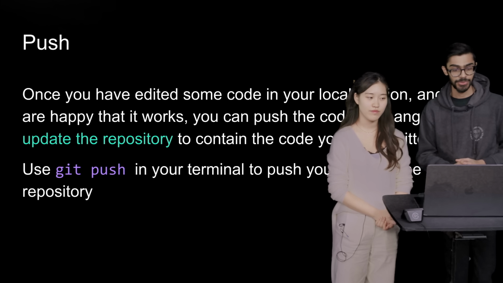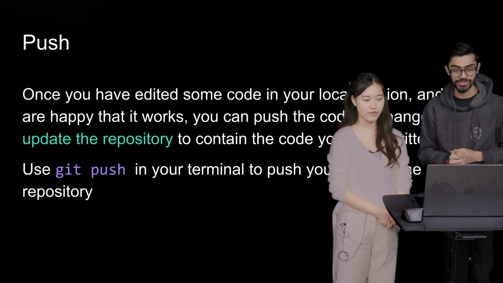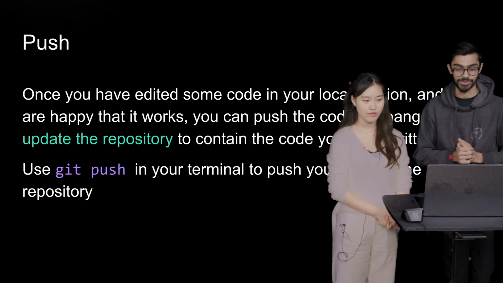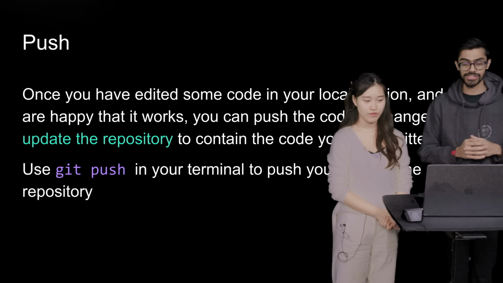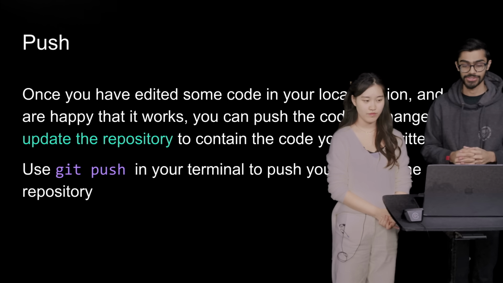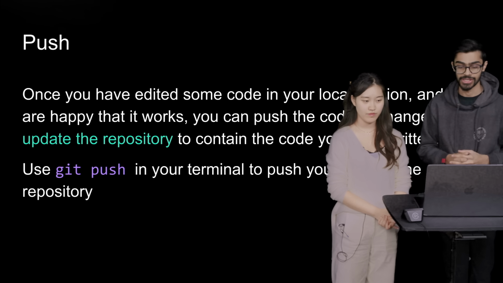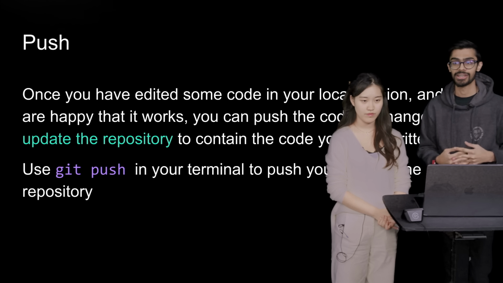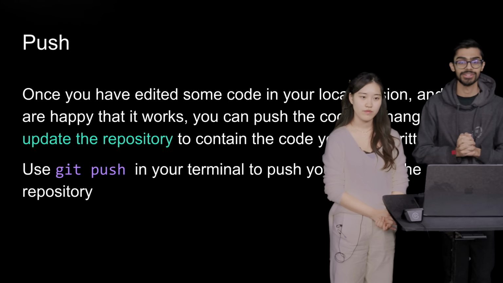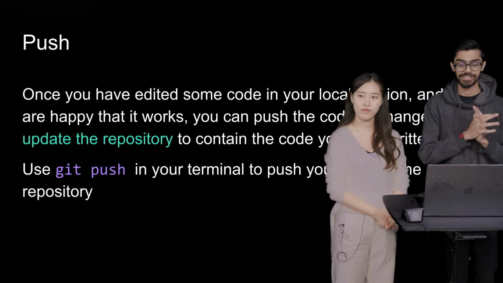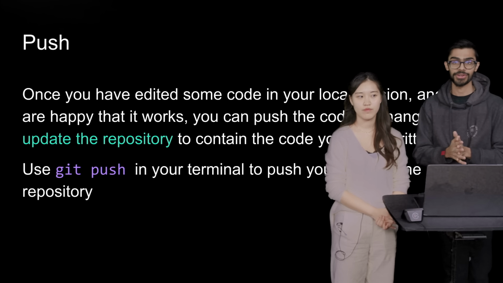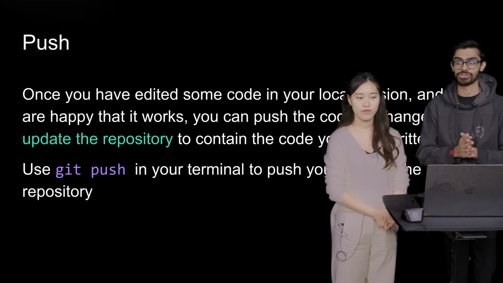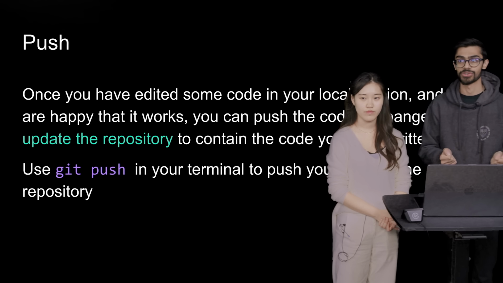So we'll first look at push. Once you've edited some code in your local version and you're happy that it works, you can push this code and update the repository. You use the command git push in your terminal to push it to the repository. This is fairly straightforward because you've committed your code and you've reached that stage in your Git workflow, and now you want to push your code.